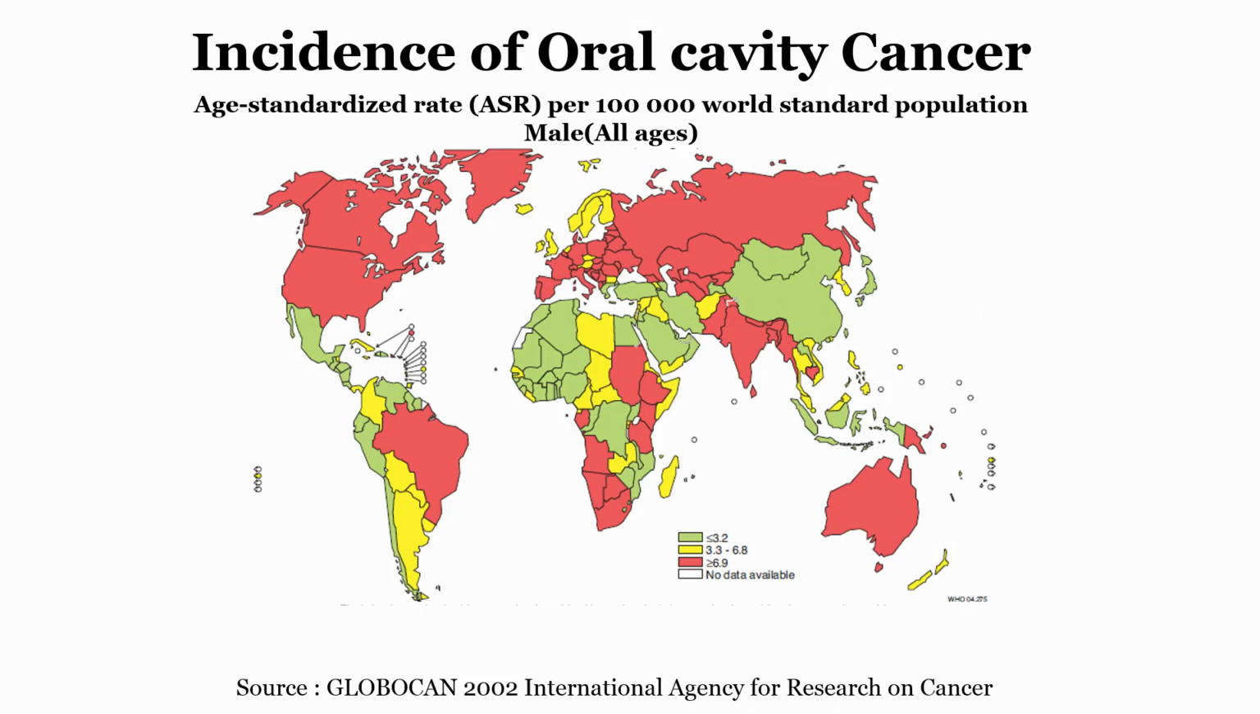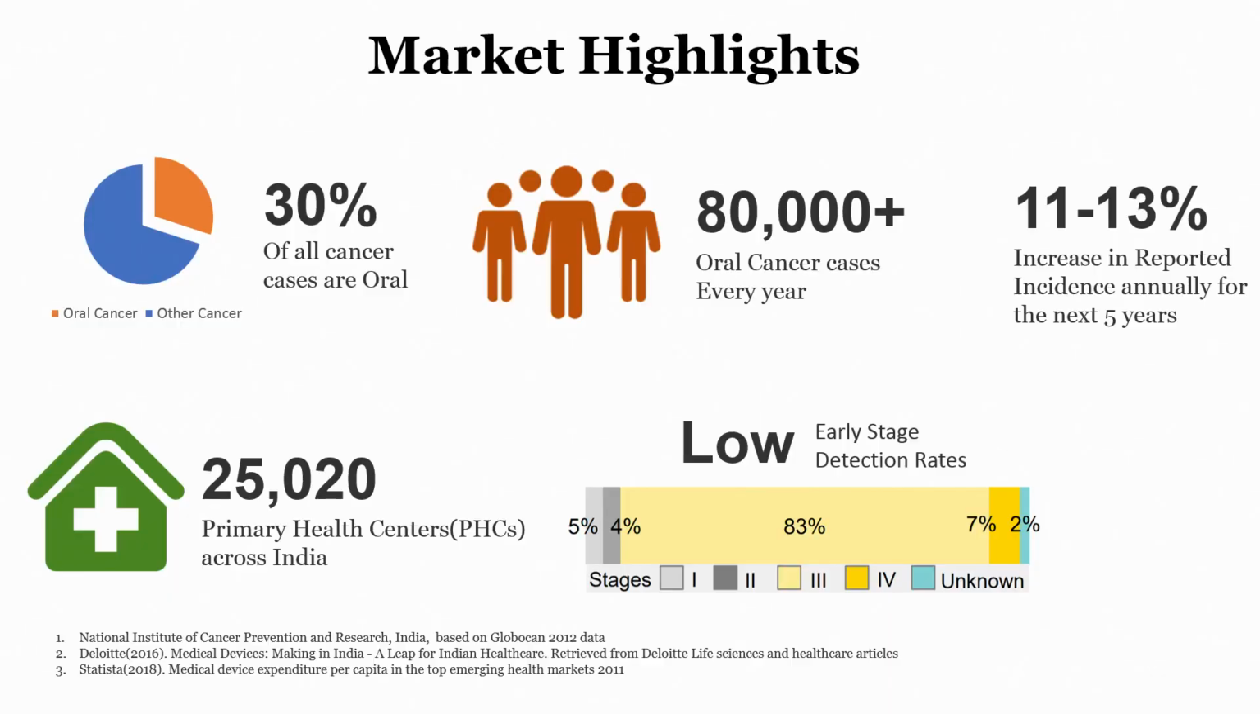So, the point is, can we as engineers design a diagnosis tool? Now, if you understand from market highlights, this is also important. What is the point of doing research, what is the point of making a device? If you want to make a device that can go to market, you have to understand the market highlights. Oral cancer versus other cancer: 30% of all cancer cases are oral, 80,000 plus oral cancer cases every year, 11 to 30% increase in reported incidence for the next 5 years, and 25,020 primary healthcare centers across India.